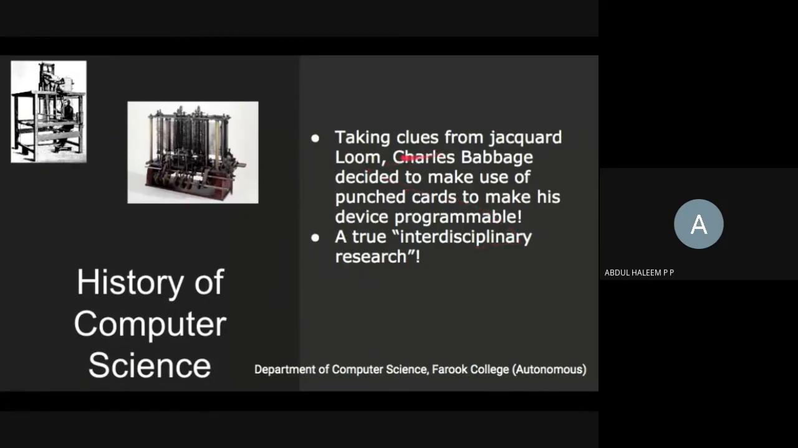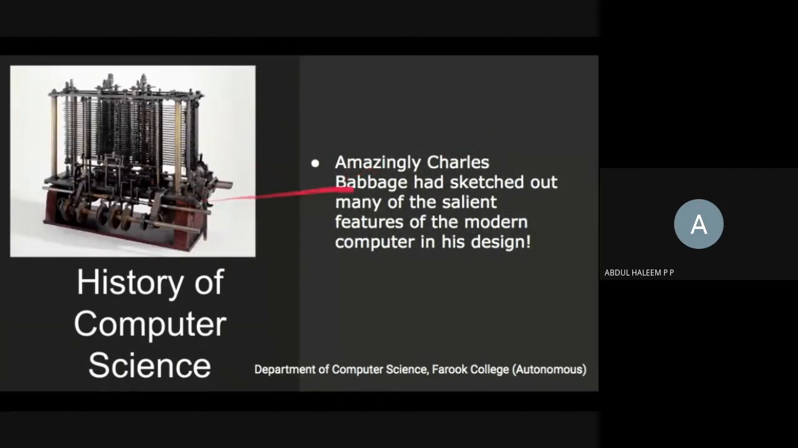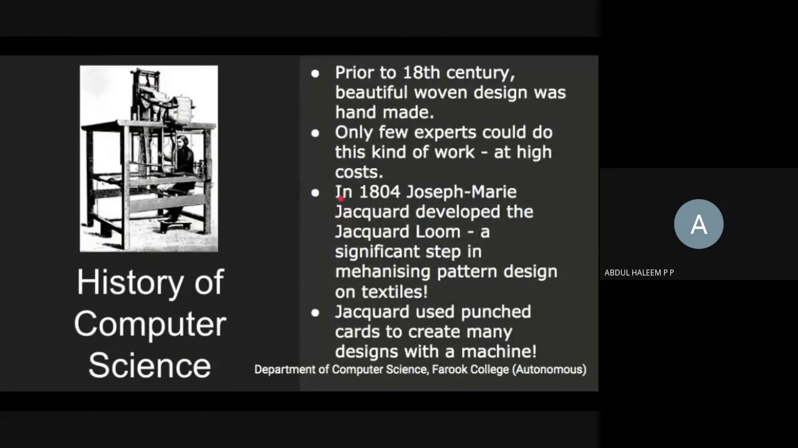Around the same time, during Babbage's time, there was another invention called the Jacquard loom. We will see what a Jacquard loom is. Prior to that, there was textile design even in those days. Beautiful textile design was done with the help of a few experts, and they were doing it with their handmade designs. Companies had to spend a lot for that, and there were only a few limited experts in that area. This resulted in huge production cost and even time delay, because an expert has to finish a design by hand, and only then can he start another design.